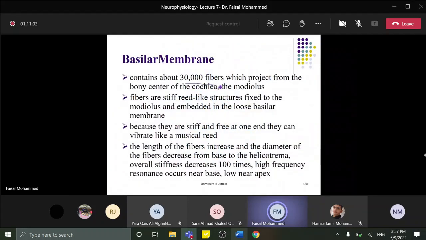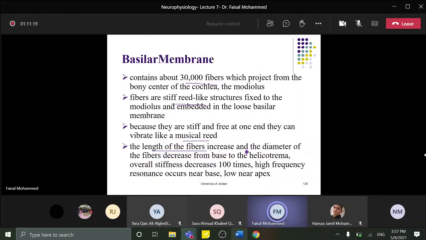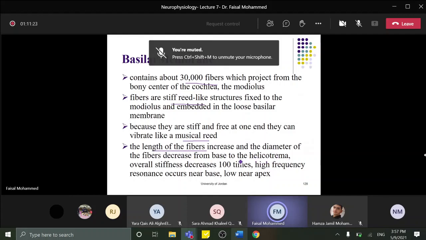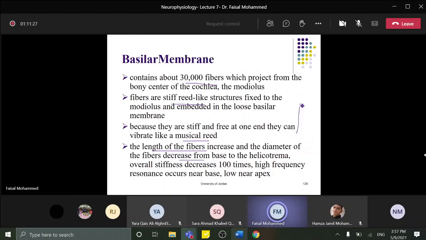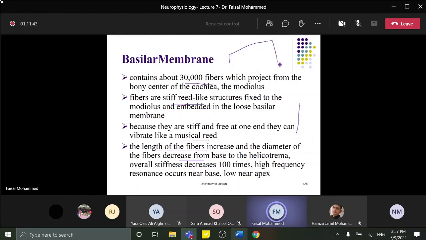Then around 30,000 fibers project from the bony cochlea into the modiolus. The fibers are stiff, reed-like, and fixed at one end. Because they are stiff and free at the other end, they vibrate like musical reeds. The length of the fibers increases and the diameter becomes less. Meaning the fibers get longer and the diameter gets smaller. As we said, human beings try to make musical instruments or imitate the human body. There is a musical instrument like this, what is it called, the qanun. The qanun has fibers like this. When you hit the fibers you produce different sound waves.